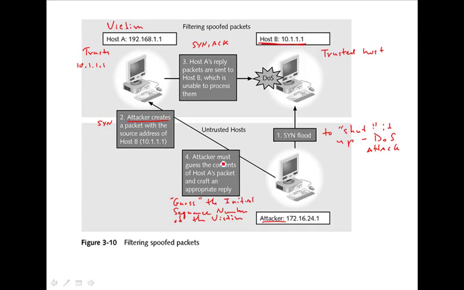When the attacker sends the next packet, it's going to send an ACK packet, and it has to, in this ACK packet, guess the initial sequence number of the victim. Now, I say guess here, and I put it in quotation marks, because when any computer, not just the victim computer, picks an initial sequence number, it's not a truly random thing.